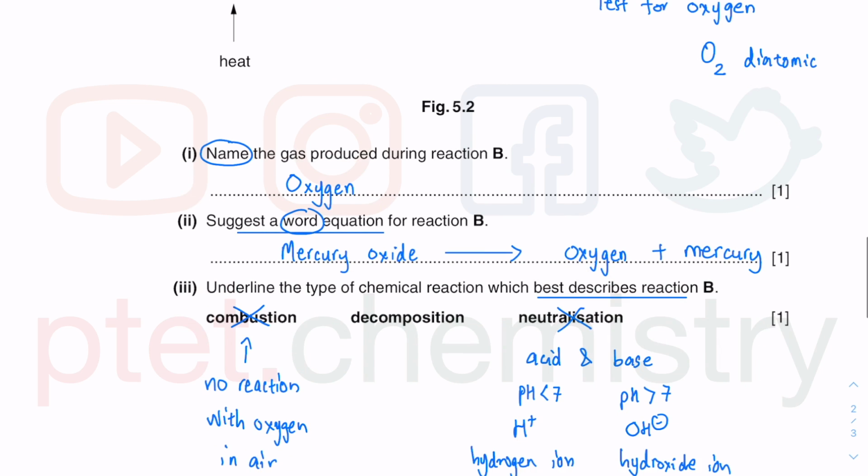And the best answer is decomposition. The instruction was underlined. If you read the question, it's not circle, it's not highlighting, it's underlined. So I'm underlining decomposition there to answer this particular 1-mark question. That's it really for this short tutorial number 3. It's the last tutorial for this combined science work on redox changes.